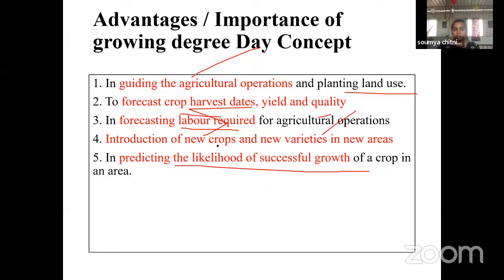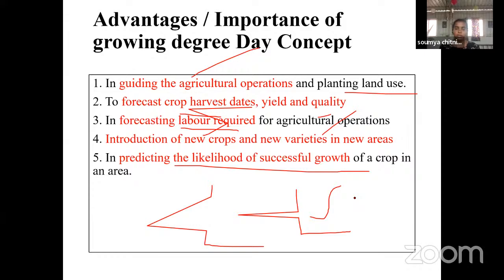So what is that? Growing degree days usually assumes a linear growth of a plant, whereas we find the growth of the plant is something like S-type growth. It will be less, then it increases abruptly, then it decreases, right? That sigma type of growth we find. But growing degree days usually assumes linear growth in a plant, and it also assumes the same base temperature for the entire life cycle of a plant.